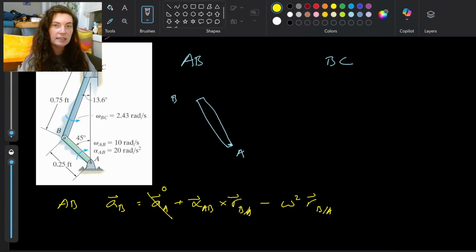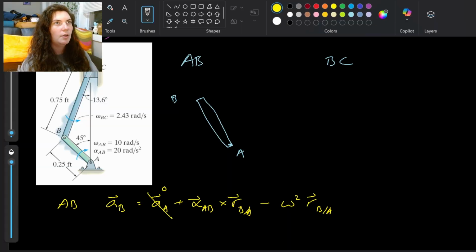And then this is actually just the exact same equation as rotation about a fixed axis. This is exactly how we found the acceleration form of rotation about a fixed axis just a few videos ago. It's that exact same equation. So either way, you'd probably be able to figure that out.